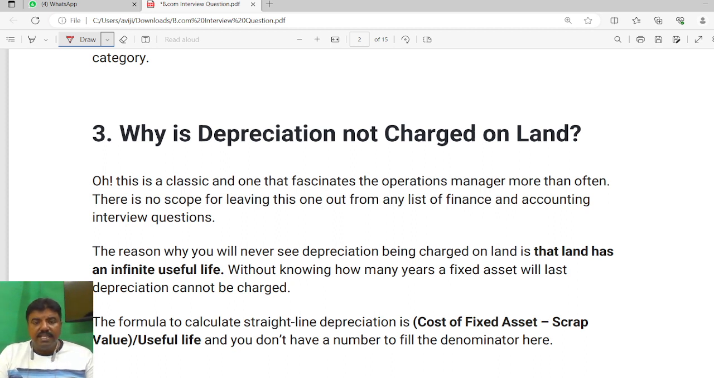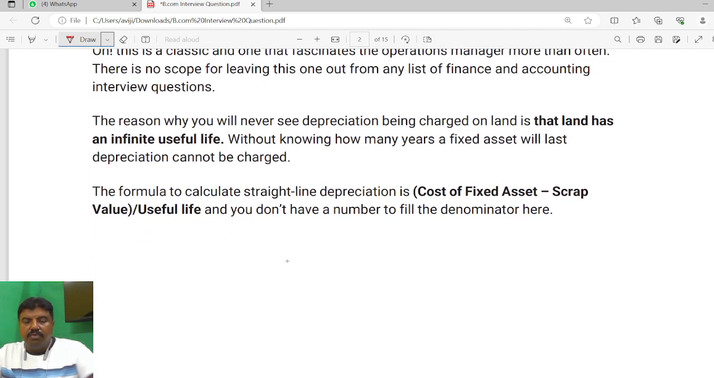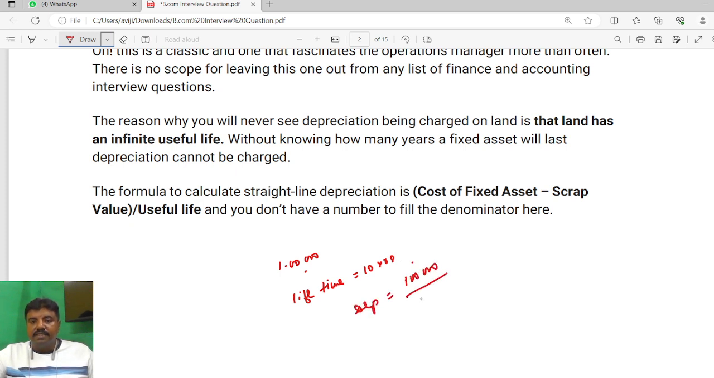Why? Because when we charge depreciation, the entire value of an asset is divided by its useful lifetime. When we buy a machine, I'm just taking an example, suppose I bought a machine for 1 lakh and I'm expecting that its lifetime will be 10 years. It means every year the depreciation has to be, 1 lakh is the total cost of the asset divided by lifetime, so every year the depreciation has to be 10,000.